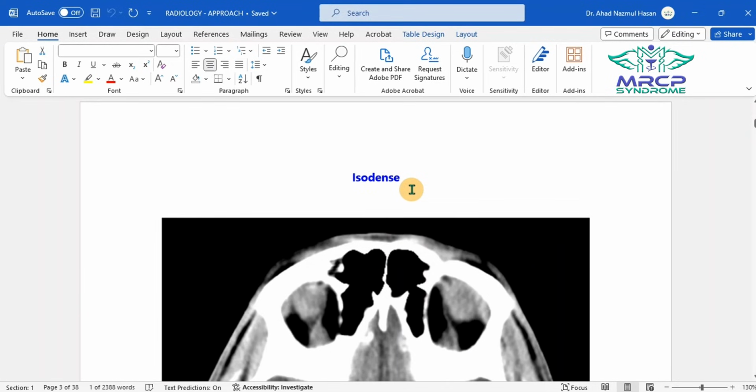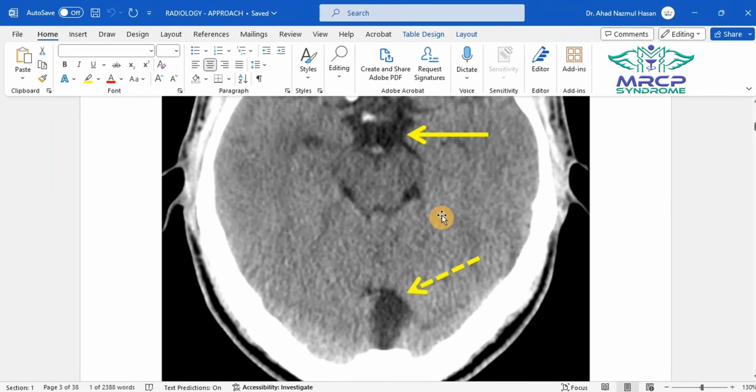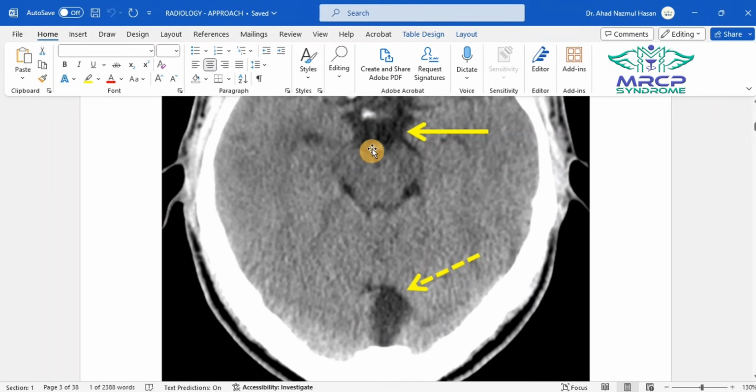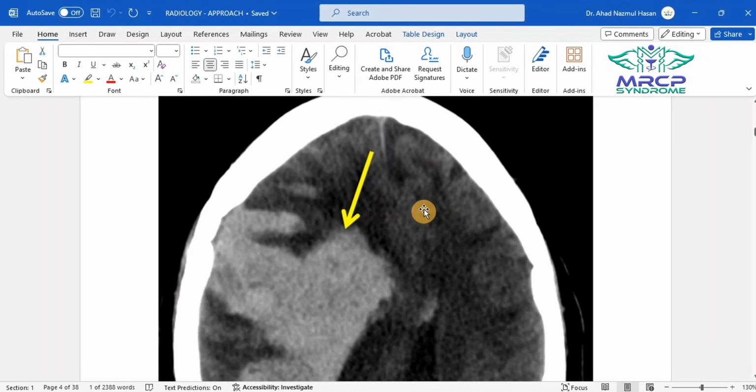The ventricles or CSF are dark both in CT scan as well as in T1 MRI. So isodense means they will usually have the same color with respect to the brain matter. So this is isodense. And hyperdense would be white or bright.